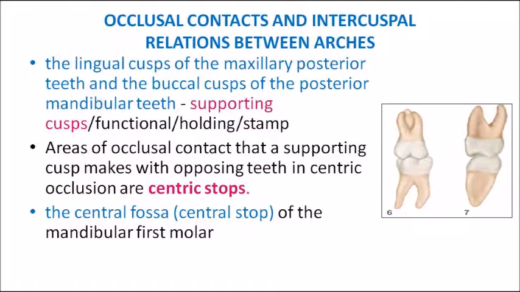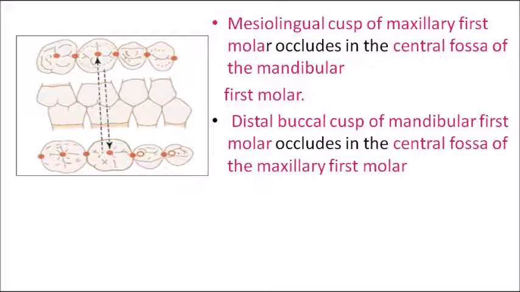Now this is a picture which helps in a better understanding of the supporting cusp and centric stop relationship. The picture shows the centric relationship from a facial aspect as well as from an occlusal aspect. On the occlusal aspect, an arrow points downwards from the mesiolingual cusp of the maxillary first molar towards the central fossa of the mandibular first molar. So it shows the supporting cusp in the upper arch and the centric stop in the lower arch.